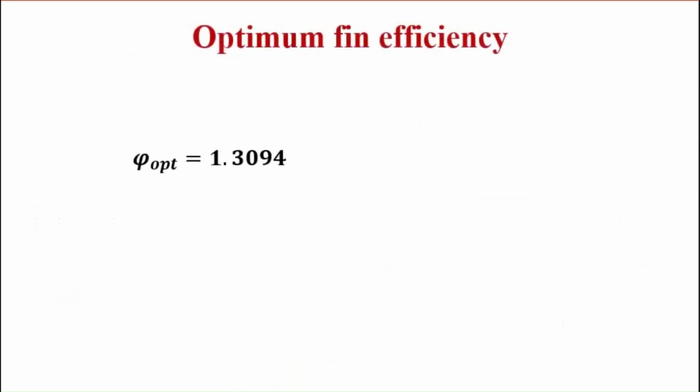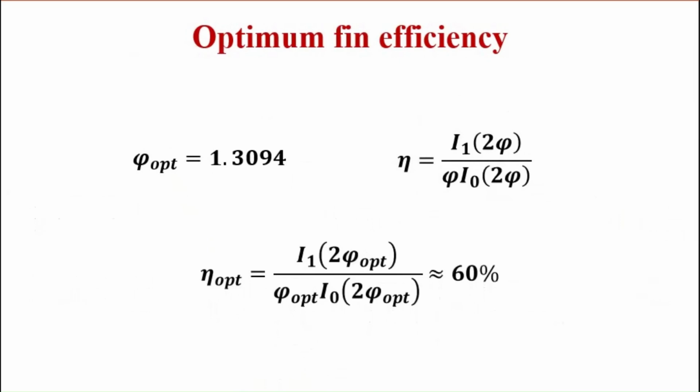Once this optimal value of phi is known, the corresponding fin efficiency can be calculated. As discussed earlier, fins are used to enhance heat transfer by increasing surface area, but the added length also introduces additional thermal resistance. For a triangular fin with a fixed base area, the optimal efficiency is therefore the point at which these competing effects are best balanced.